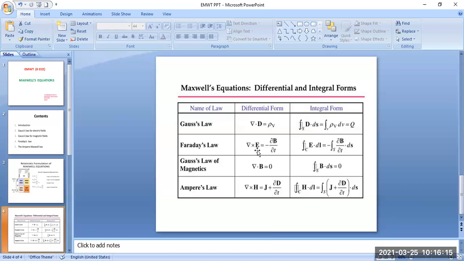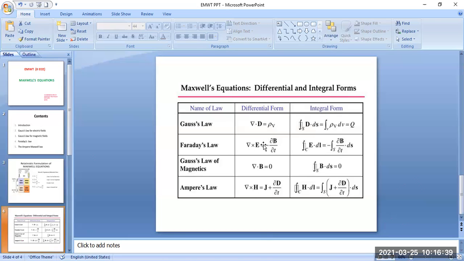So curl of an electric field intensity is equal to the negative time derivative of the magnetic flux density. That is Faraday's law or Faraday's law and transformer EMF. This equation is the second Maxwell's equation. So here this equation contains the curl of a vector, so we can apply the Stokes theorem.